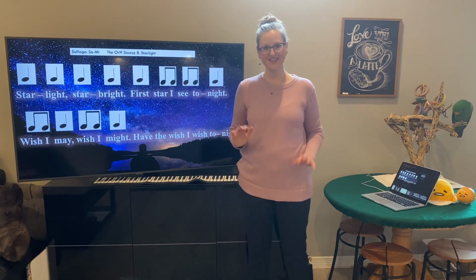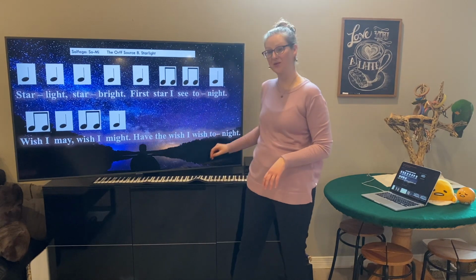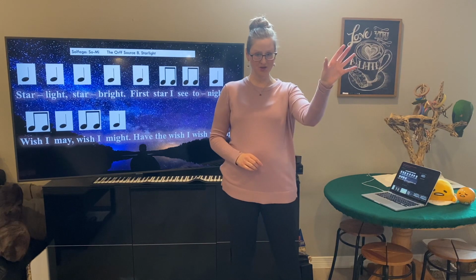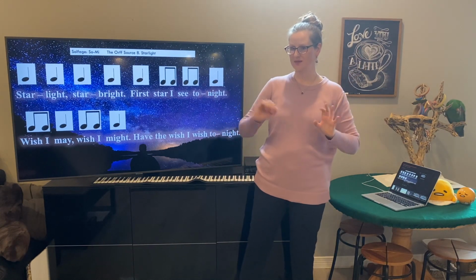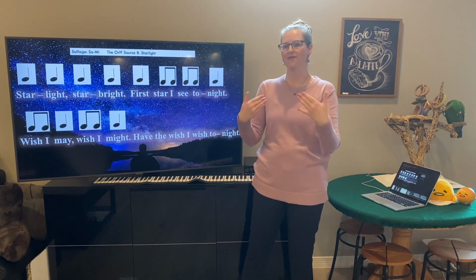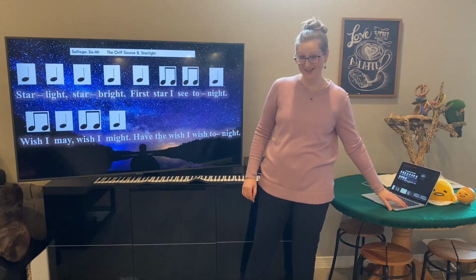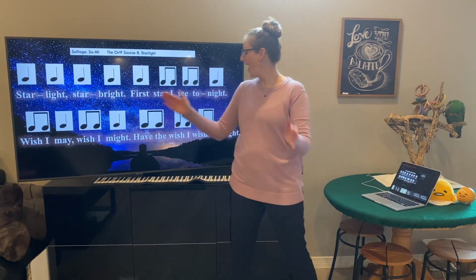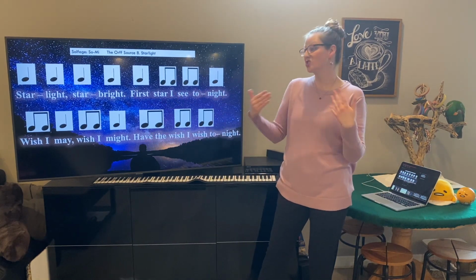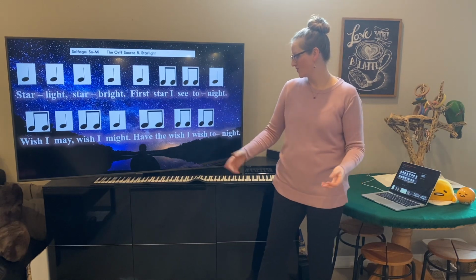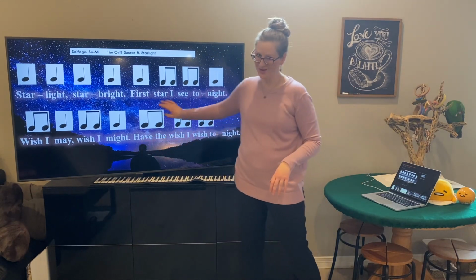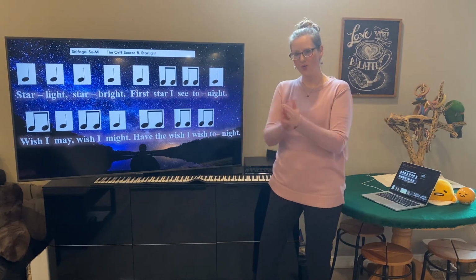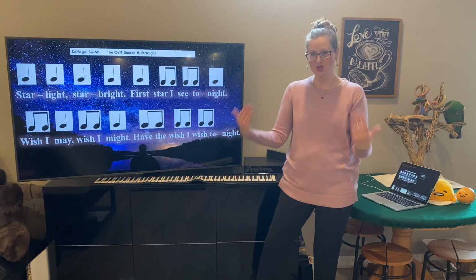Let's see what the next one is. So we have our next line we're working with. Have the. Is it a quarter note or two beamed eighth notes? Have the. Well, if you guessed, have the, wish I, wish to, these are all eighth notes. Let's try it together. Ready? And have the, wish I, wish to.